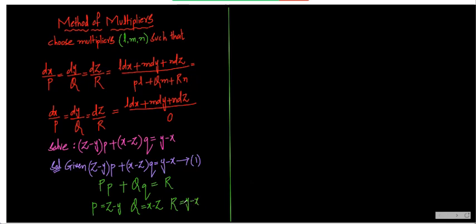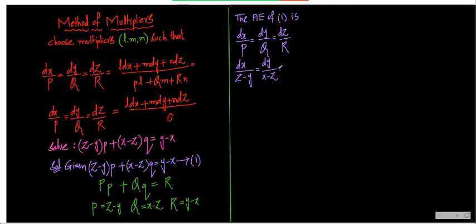After getting that, what do we have to write? We have to write the auxiliary equation. The auxiliary equation of equation number 1 is dx by capital P is equal to dy by capital Q is equal to dz by capital R. Now replacing those values, dx by capital P is z minus y, dy by capital Q is x minus z, and this is equal to dz by capital R, which is y minus x.